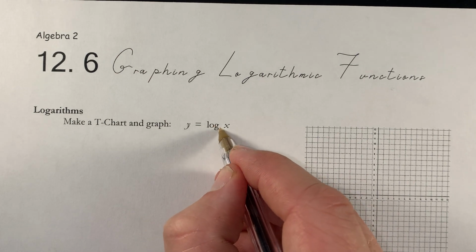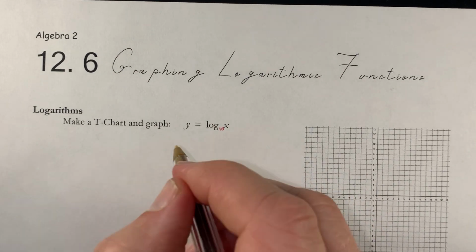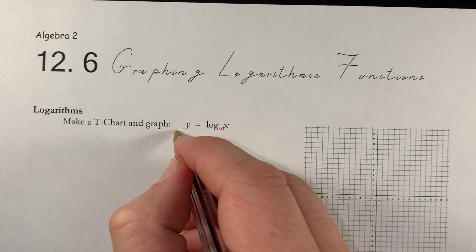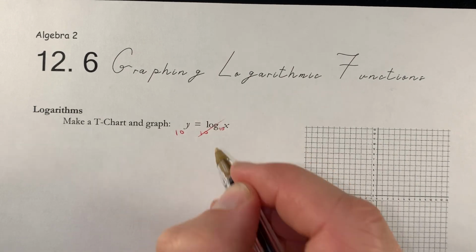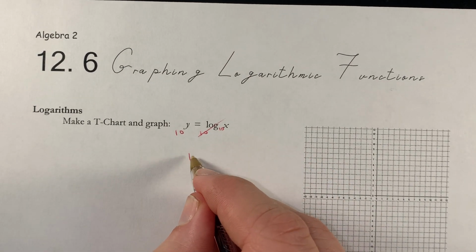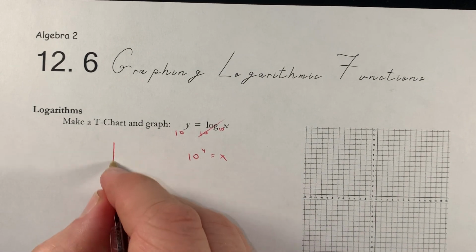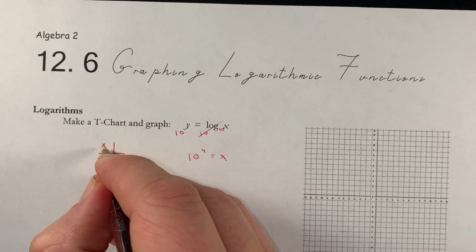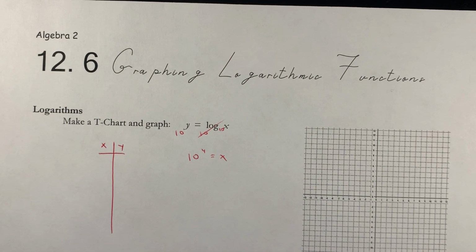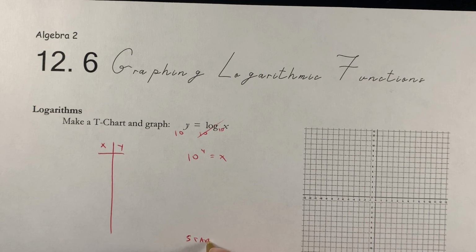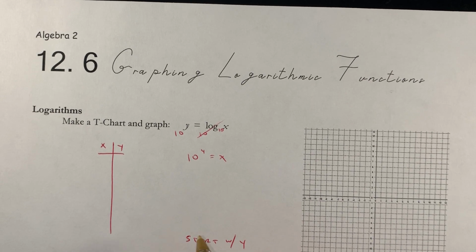So this is log base 10 since there's no base written, so it's common log. And I'm going to put both sides in base 10 to cancel out that logarithm. So I get 10 to the y equals x. Now the easiest way to make this chart is to start with the y. So we're going to start by plugging in y values.